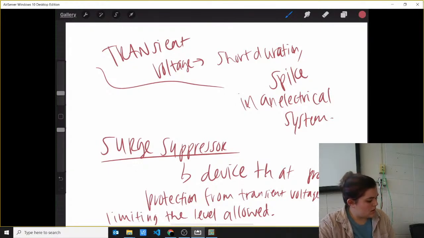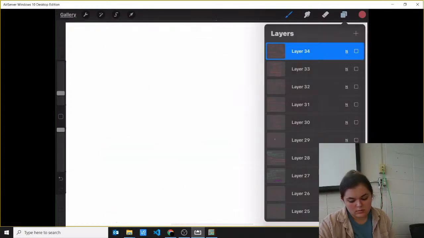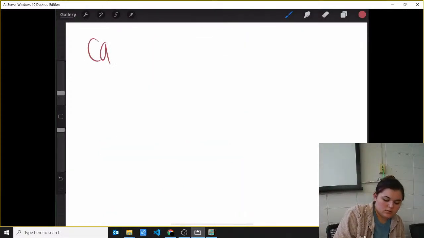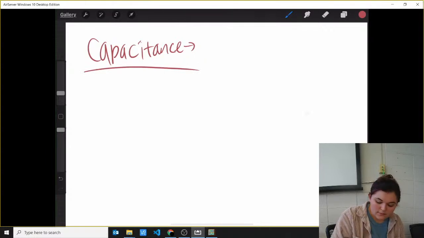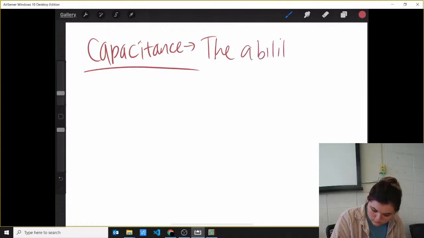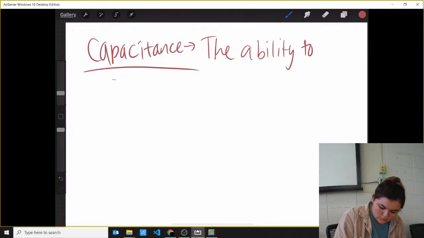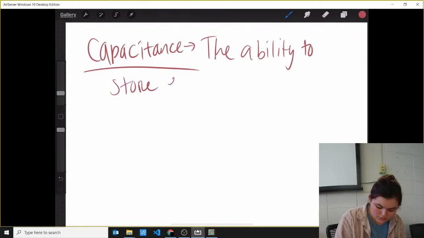We've already talked about a capacitor. It's an electrical device designed to store a voltage charge by means of an electrostatic field. Capacitance. So we can write this up here too so you can see it. Capacitance is the ability to store energy in the form of an electrical charge.